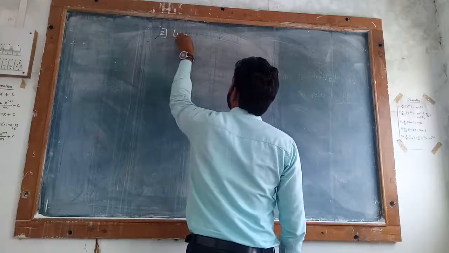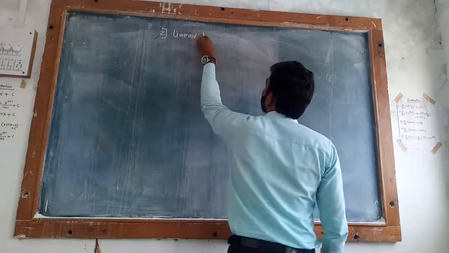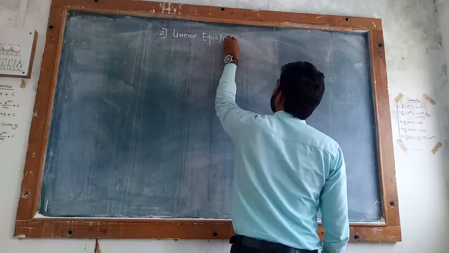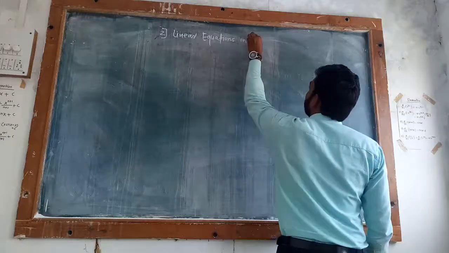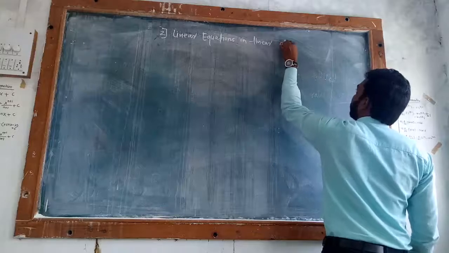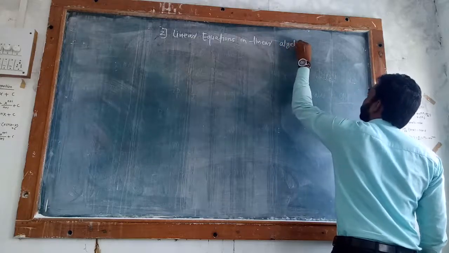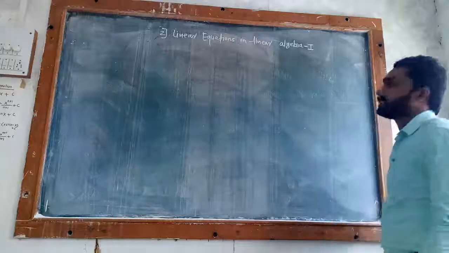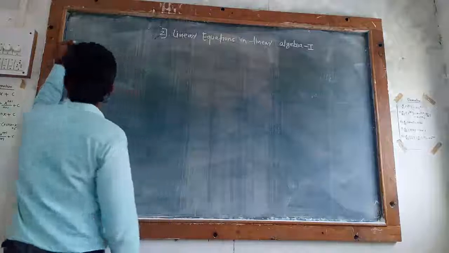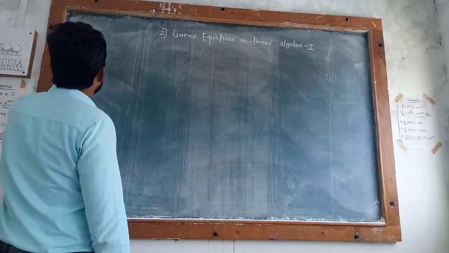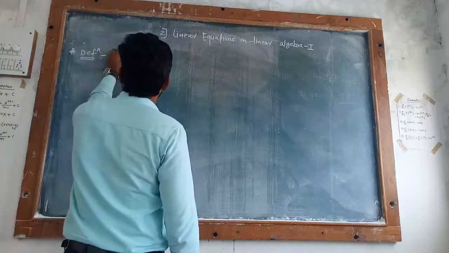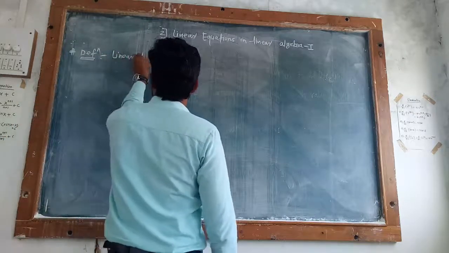Chapter number 2, linear equations in linear algebra 1. Okay, this is your chapter number 2. So let us start. What is meant by linear equation? Let us write down the definition.